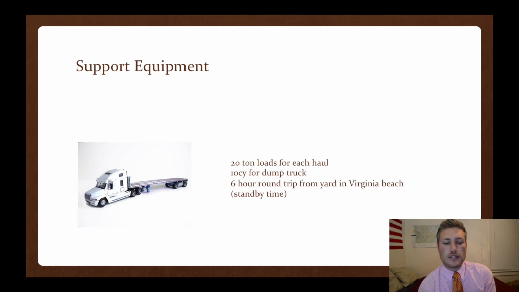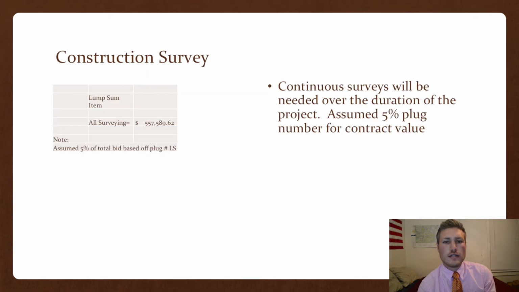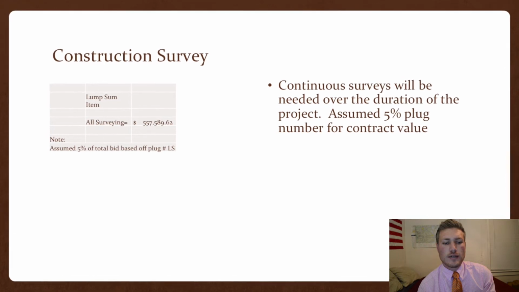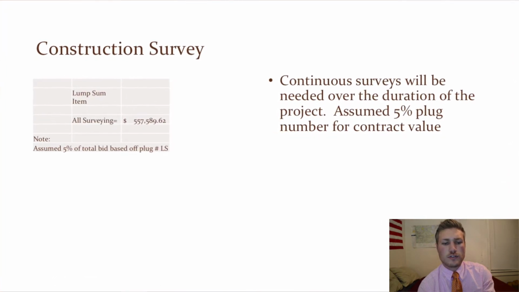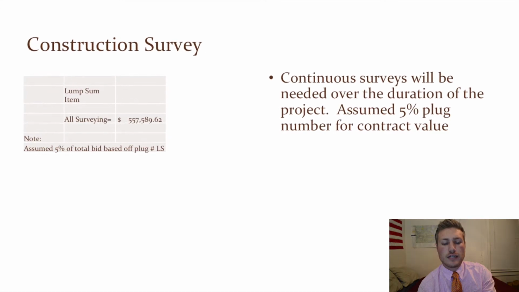To come up with this estimate, I figured there would be 20-ton load capacity for each semi-truck, 10 cubic yards for a dump truck, and then 6 hours round trip from the yard in Virginia Beach, which is I+Icon Southeast's headquarters, to the project. The construction survey is a lump sum item as well. I put a plug number of 5% in, which totals $557,589.